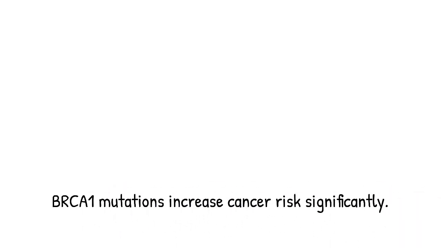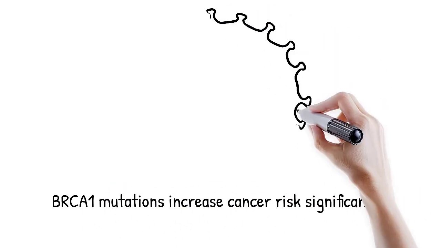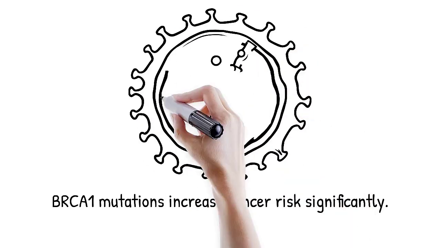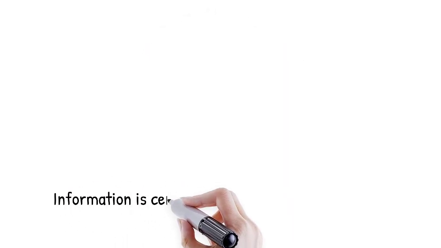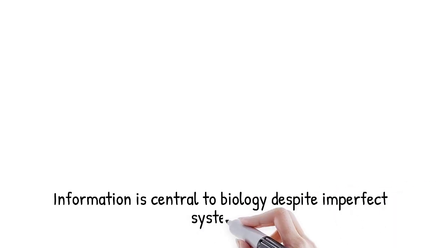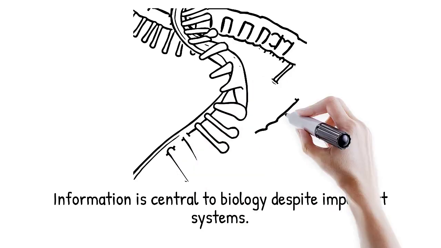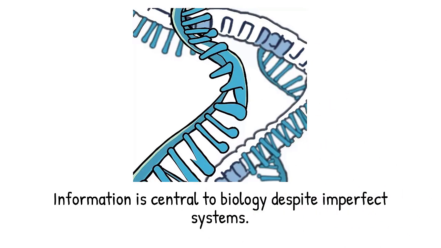Defects in homologous recombination repair, such as BRCA1 mutations, greatly increase cancer risk. It is like a society that accepts a few mistakes in its legal system to maintain flexibility, but risks collapse if errors become rampant. The paradox underscores the central role of information in biology. Life depends on accurate copying, but no system is flawless.